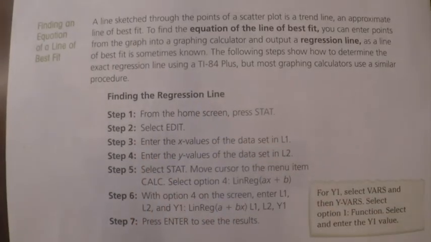So it says a line sketched to the points of a scatter plot is a trend line, an approximate line of best fit. To find the equation of a line of best fit, you can enter the points from the graph into a graphing calculator and output a regression line.